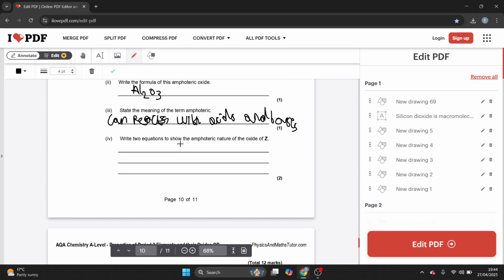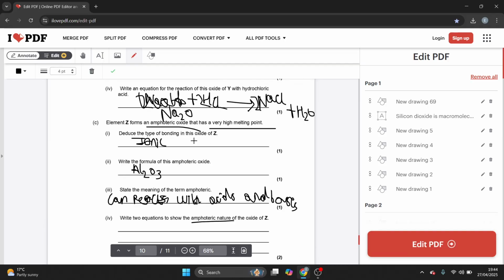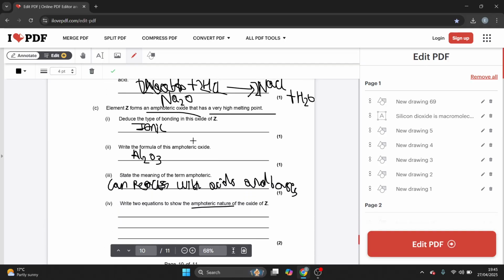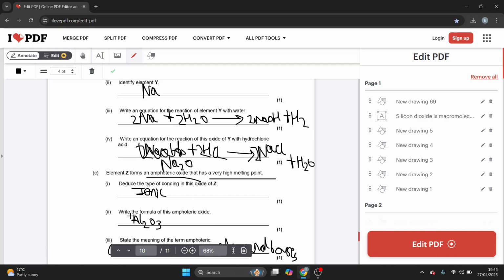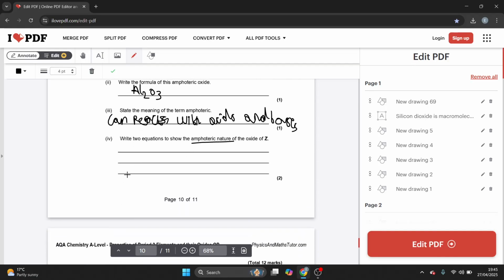And then this part 4: write 2 equations to show the amphoteric nature. So it wants you to show one reacting with the acid and one reacting with the base, with Al2O3. This one's a bit weird because it's not giving us anything to react with, so you could just say anything. So you can say Al2O3 plus whatever equations you know in your textbook.